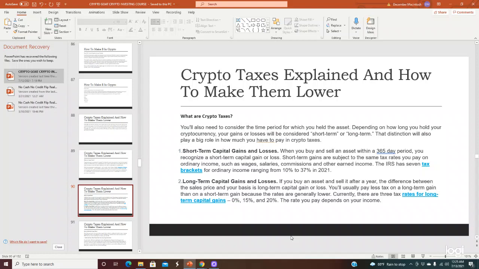So if you're on certain apps like Robinhood, Webull, you got to remember they definitely report to the IRS. But certain other apps like maybe Trust Wallet and things like that, them not so much.